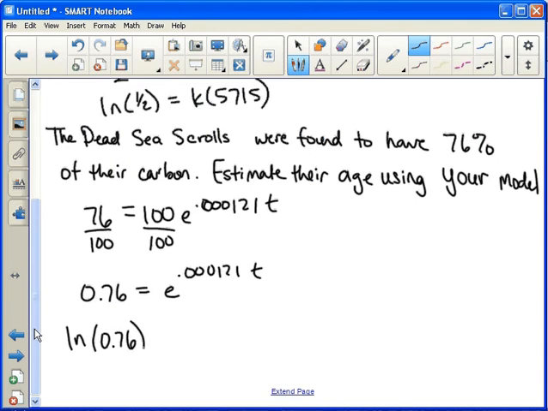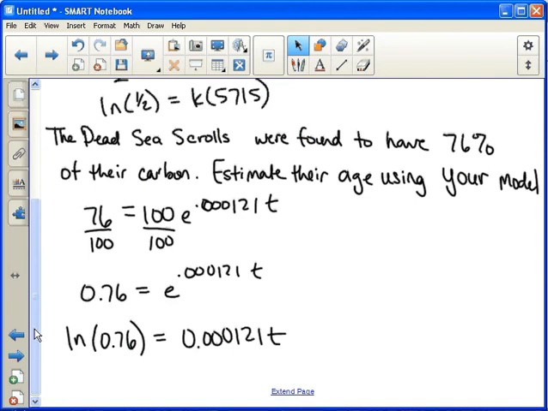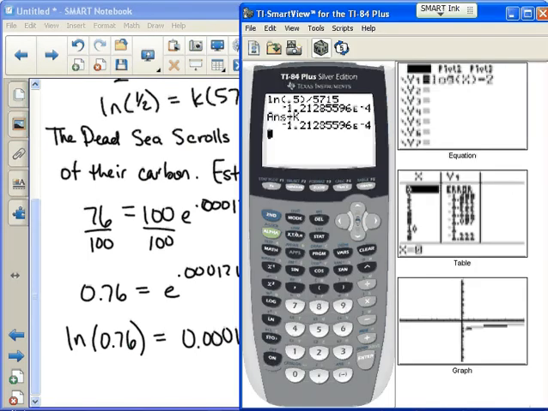And divide both sides by 0.000121. Okay, remember, I stored that actual number because that 0.000121 is just an estimate, but I stored the real thing right here. So what I'm going to do is say natural log of 0.76, and then I'm going to divide by the number that I stored in for k. So I'm using the exact number instead of just the estimate. So just type alpha k, that way you don't have to retype that whole number, and hit enter. And you get 2222.63. So that's obviously just an estimate, but you know it's somewhere in the neighborhood of 2,000 years old.